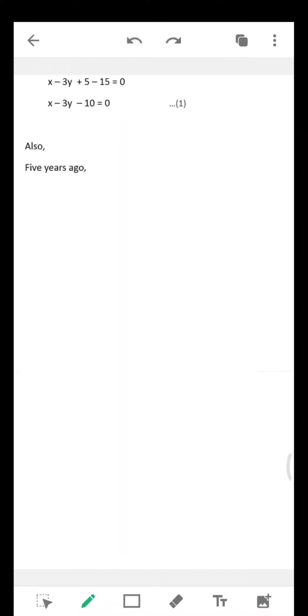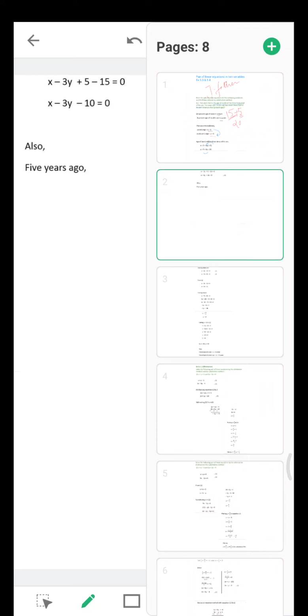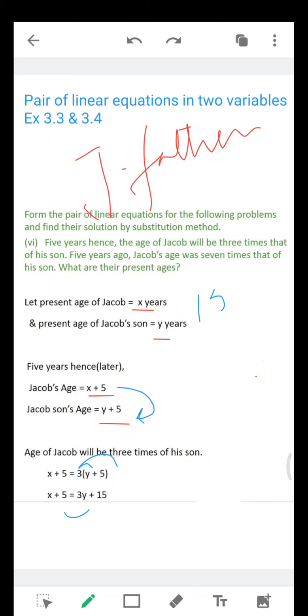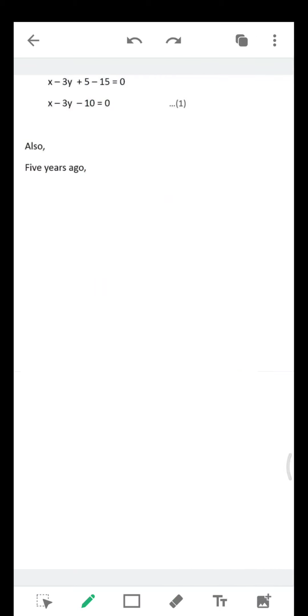Now one more condition is given in the question, that is 5 years ago. So you can look here, the second condition, 5 years ago. Like your present age is 15 years now, so how much were you 5 years ago? 15 minus 5, that is 10 years, okay. So same condition is given. 5 years ago Jacob's age was 7 times that of his son. So first we should find the age 5 years ago. So this is the second case.